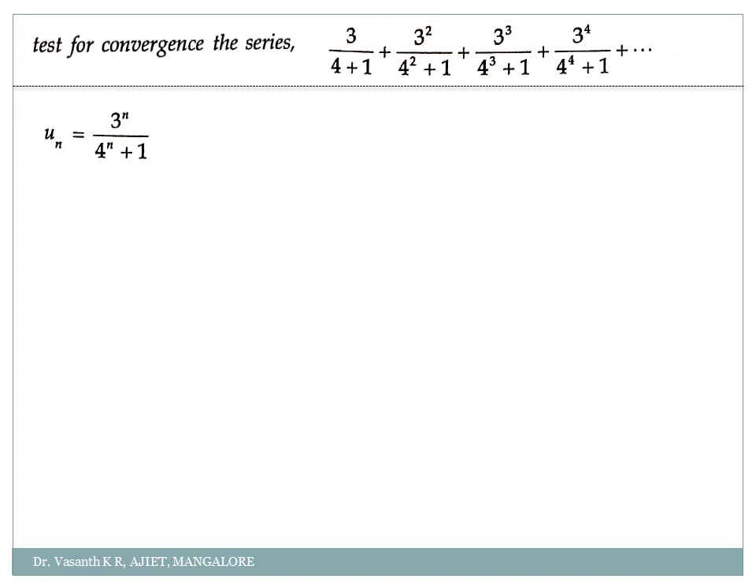Can I go for my Cauchy's root test here? It is impossible. Why? Check the denominator. If you raise it to the power 1 by n, what is 4 to the power n plus 1 whole to the power 1 by n? Not possible. So it is always better to go for D'Alembert's ratio test. So what is your D'Alembert's ratio test? We have to write down what un plus 1 is. How to get un plus 1?